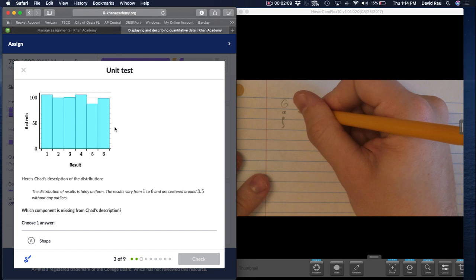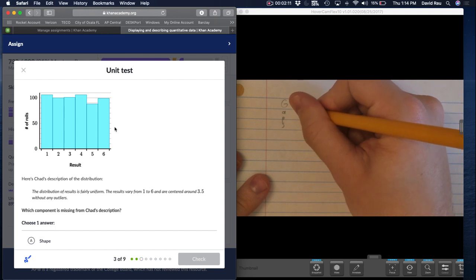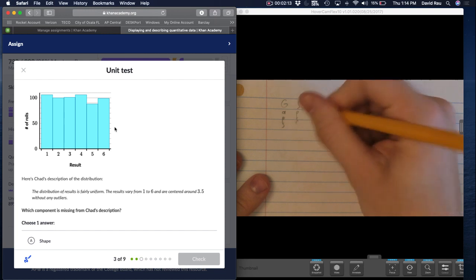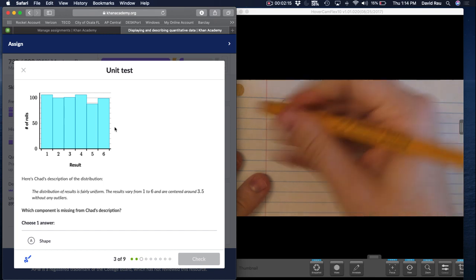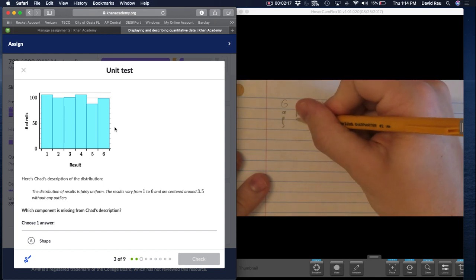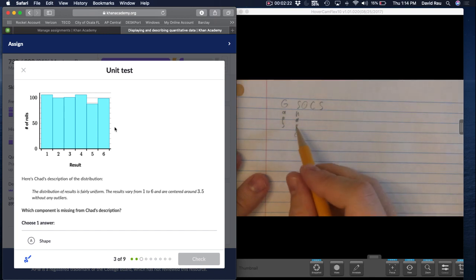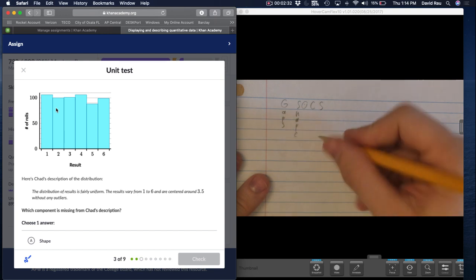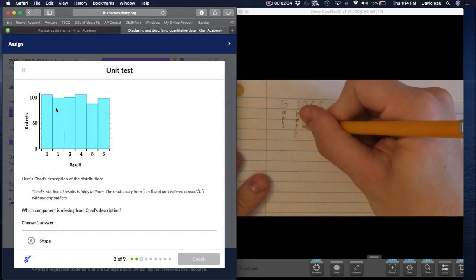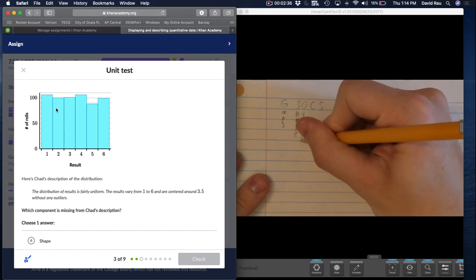They then talk about the spread, usually. Actually, next they talk about the shape. And the shape is usually skew right, skew left, unimodal, bimodal, or uniform is another one. Uniform means they're all almost the same. And so let's see here, outliers are next. So they did talk about outliers.